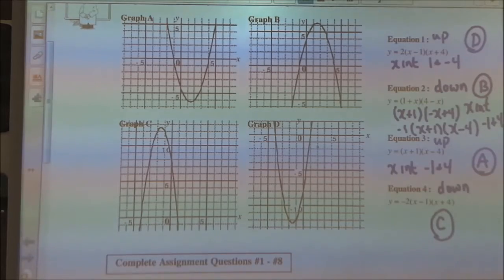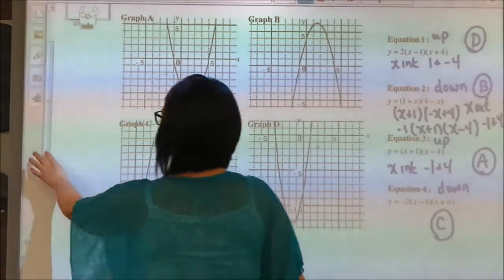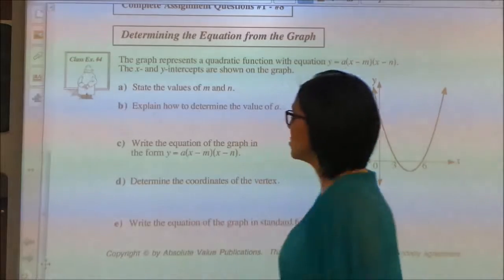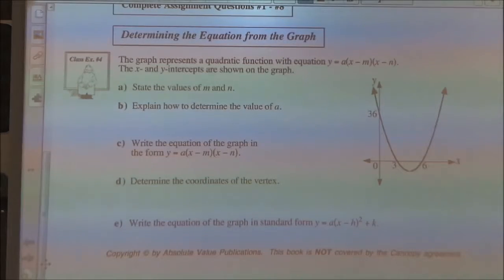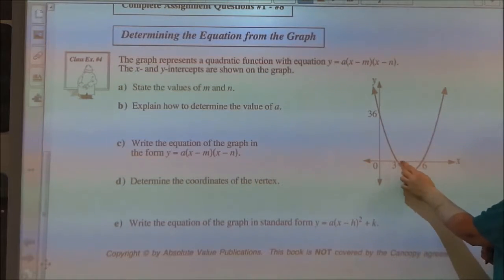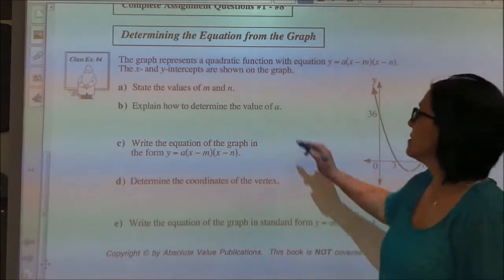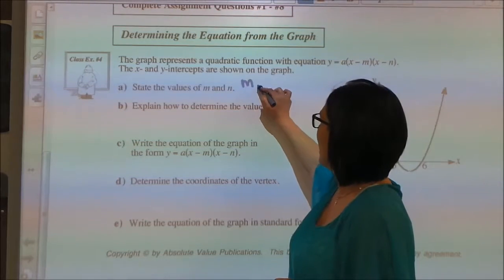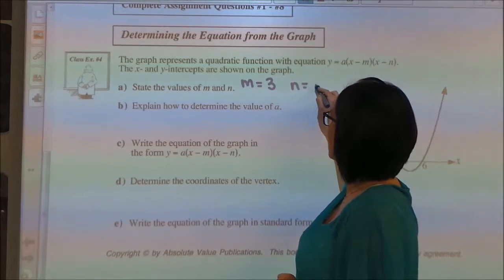Okay, so in the next section, we look at determining the equation when given a graph. So you're given a picture, can you determine the equation from the picture? So it's a matter of going through and looking at what my possible A and M and N values are. So remember, my M values are the intercepts. So the x-intercepts are 3 and 6. So that would be the values of M and N. M equals 3, N equals 6.